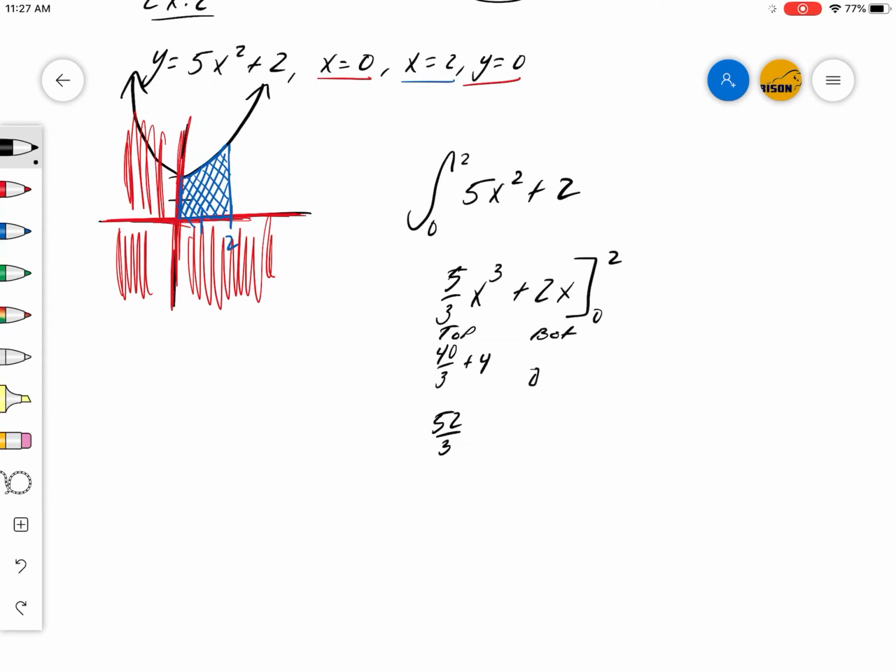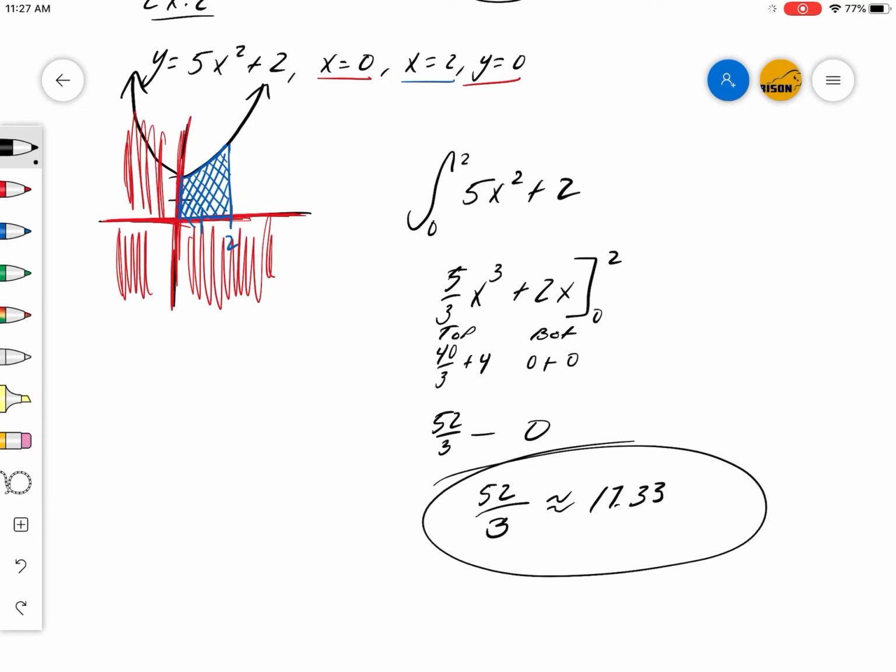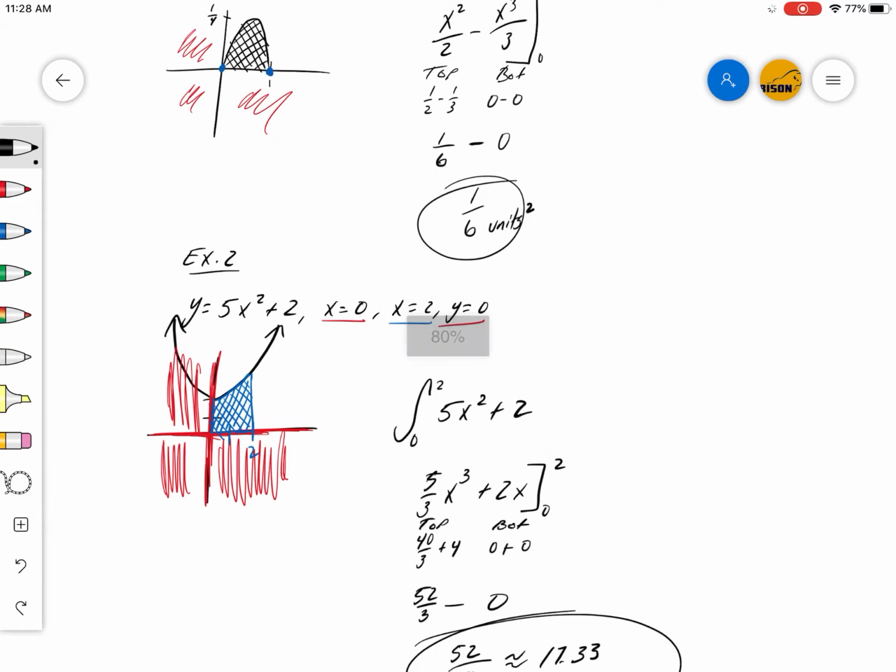For the bottom, I'm plugging in 0. So 0 cubed is 0 times 5/3 would be 0. Then plus 2 times 0 would be 0 again. So that's 0. So we got minus 0. So 52 over 3 would be the area for this one. That works out to be 17 point something, 17.33. Okay, so answer it as fraction, answer it as a decimal. It doesn't matter to me.